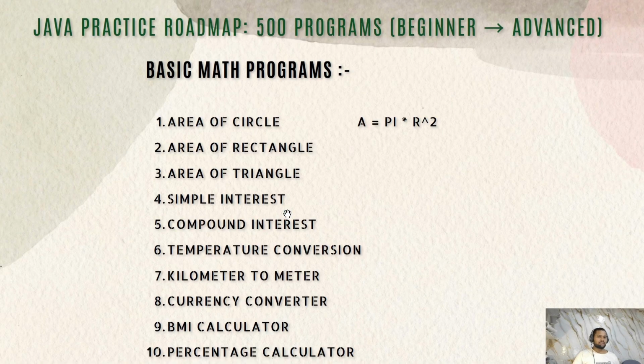Simple interest is equal to principal amount plus rate of interest plus time, all divided by 100. So we will find out simple interest. So let's do this.